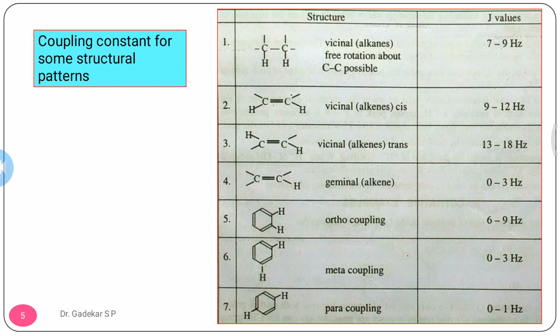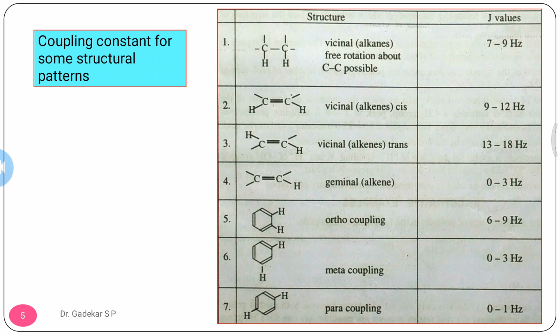Remember this point: vicinal coupling, three bond coupling, in the presence of an alkene. Vicinal coupling in alkanes has a J value of 7 to 9 hertz. Vicinal coupling in alkenes can be cis or trans. If cis, the J value is 9 to 12, but if trans, it gives the highest J value, near about 13 to 18 hertz.